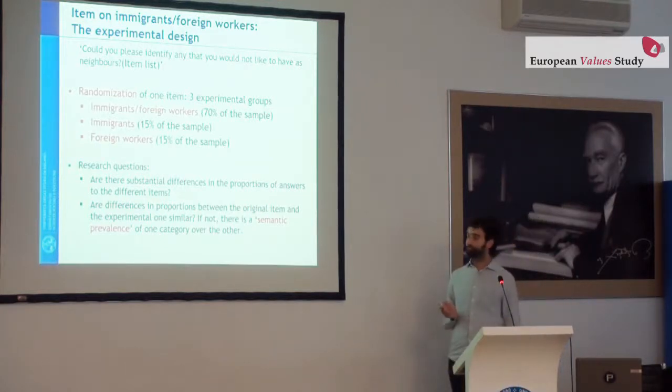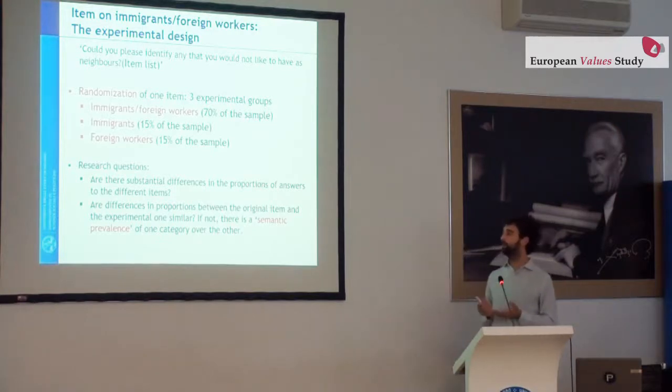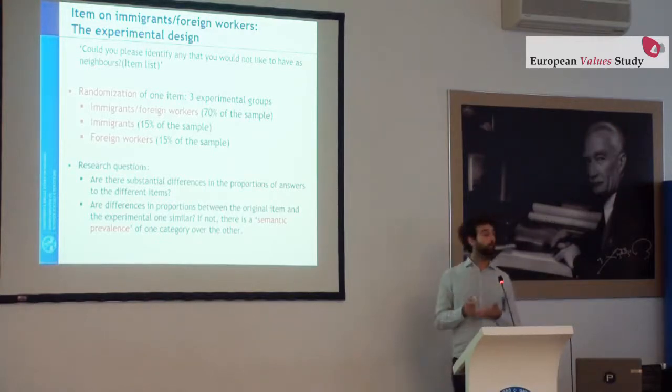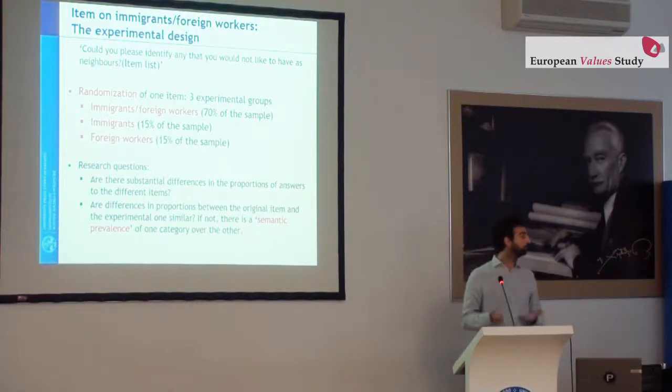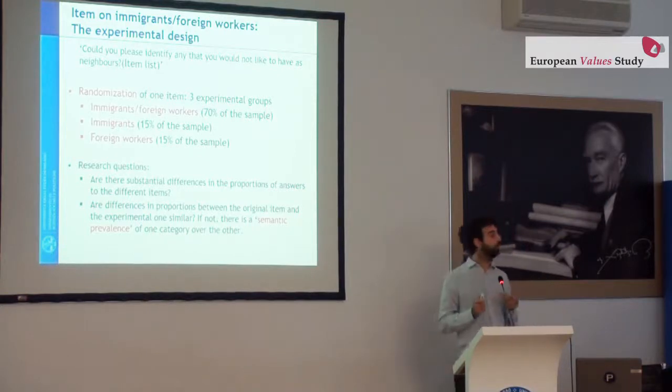1,600 individuals. Our main research question, the first, are there substantial differences in the proportion of answers to the different items? This is the basic research question. But more specifically, the other question is, are differences in proportion between the original item and the experimental one similar? So if not, we can say that there is a semantic prevalence of one category over the other.